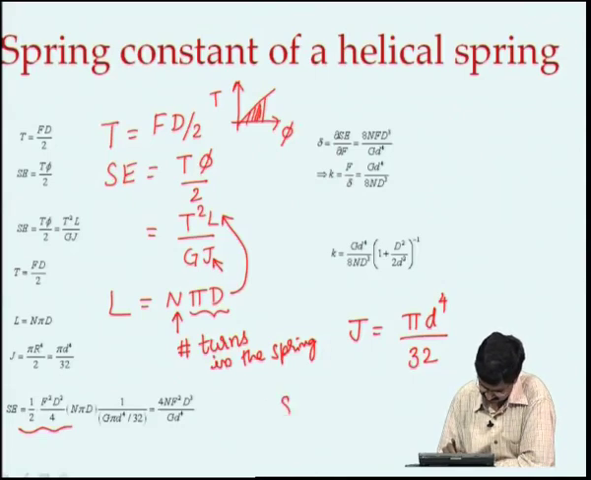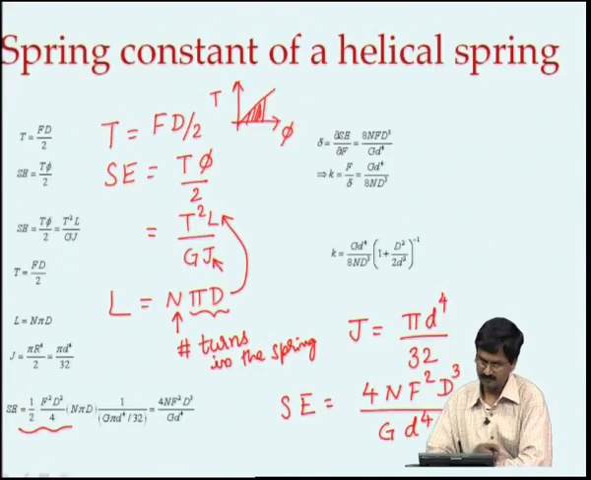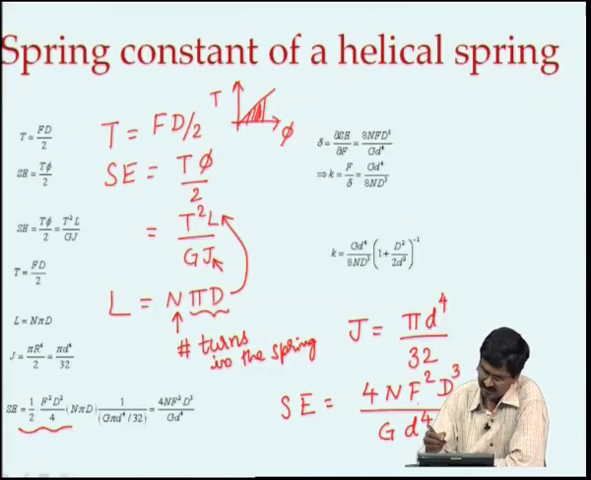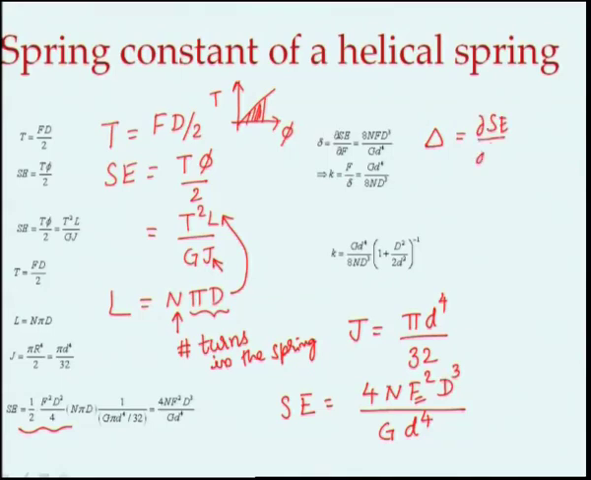Let us write it a little bit bigger. The strain energy turns out to be 4 n, substituting all of these, F square capital D, the coil diameter, cube divided by G and d raised to the 4. So, we have this total strain energy. If we take the partial with respect to F, then we focus on this, the 2 will become 4 and 2 8, and that delta that we wanted, which is dou S E by dou F, turns out to be 8 n F D cube by G d to the 4th.